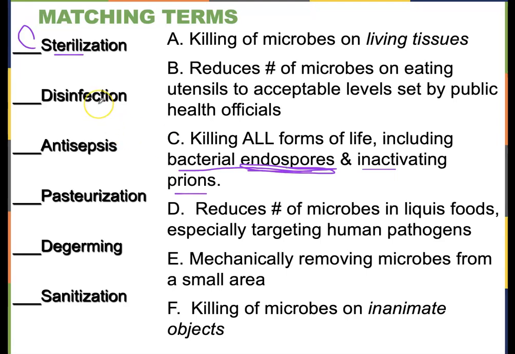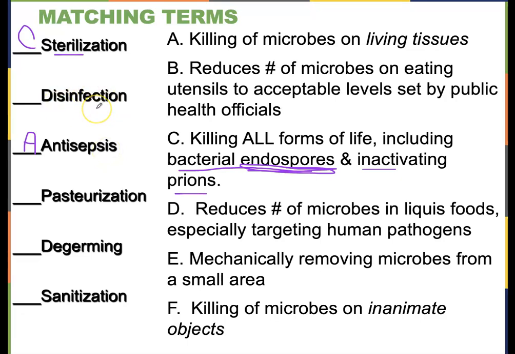Well, what is disinfection, and what is antisepsis? We have a small difference here. For letter A, killing of microbes on living tissue, that would be your antiseptics. If you think about what you put on yourself, hydrogen peroxide, for example, is an antiseptic. Alcohol is an antiseptic. But when you talk about disinfection, you can actually have an overlap of a disinfecting agent and an antiseptic, such as alcohol.